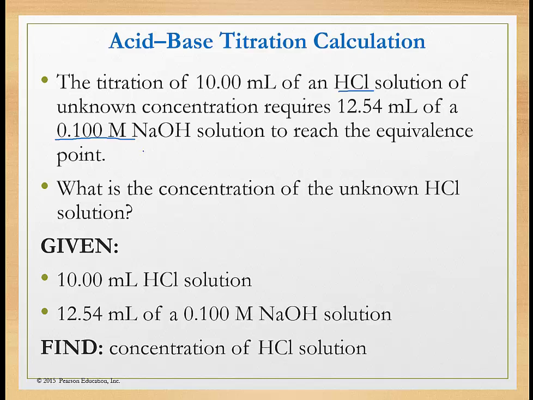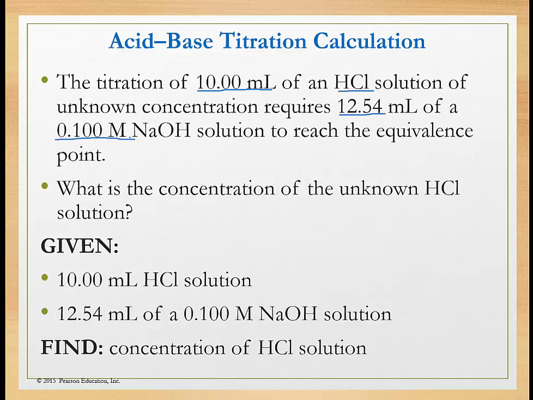We very carefully measure the volume on the burette of the amount of sodium hydroxide we added, and we discover that it requires 12.54 milliliters in order to reach that equivalence point. That is all the information that I need. If I have the volume of my unknown, the volume and the molarity of my known, then I can calculate the concentration of that hydrochloric acid solution.